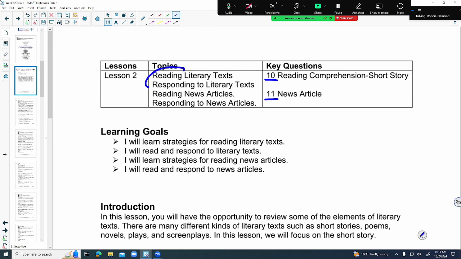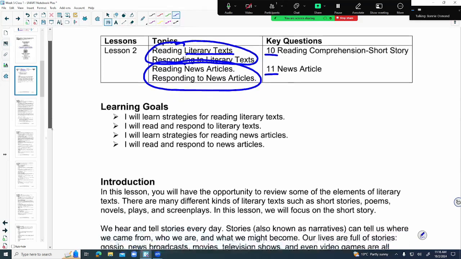The first thing we're going to look at is reading literary texts and responding to literary texts. Literary texts basically are anything that you read: short story, poem, novel, news article. Those are all different types of literary texts. Basically a text is just something that's in print. And then our second topic, which we're going to look at on Monday, is reading and responding to news articles. Today we're going to focus on the short story.